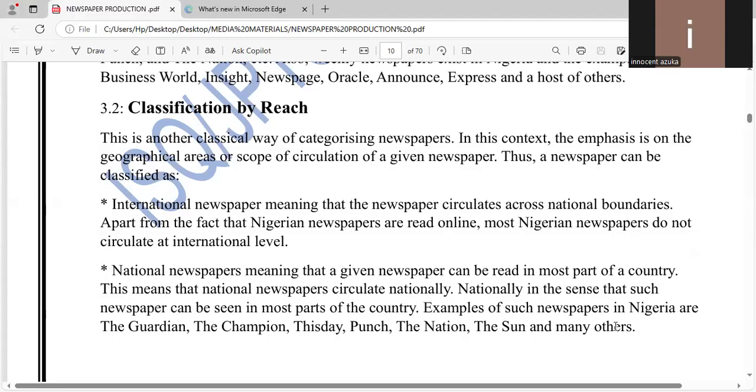Apart from the fact that Nigerian newspapers are read online, most Nigerian newspapers do not circulate at the international level. So, national.